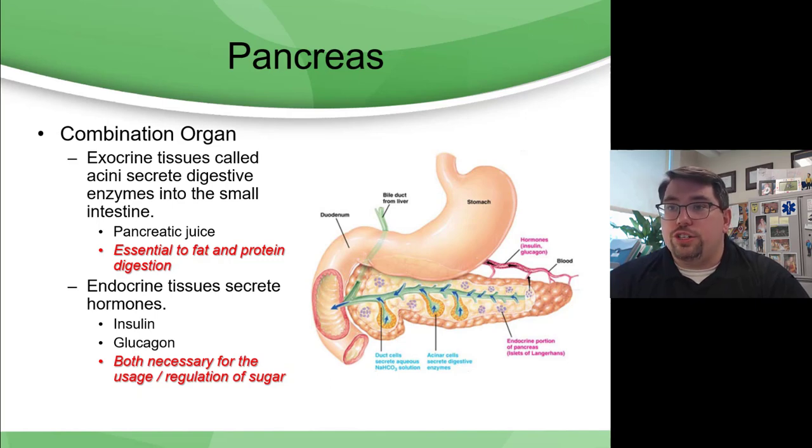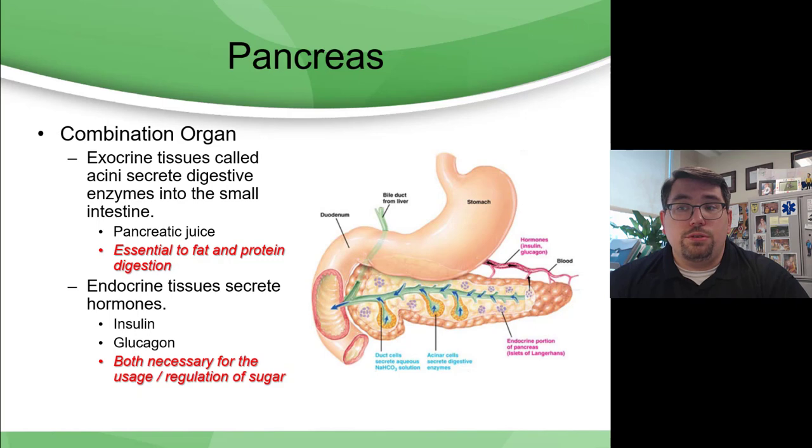glucose and energy. It is also an endocrine tissue because it secretes hormones. So we know that exocrine glands are ductless and release directly into the area that's affected, but endocrine components are going to be more systemic. So we see the release of insulin and glucagon.